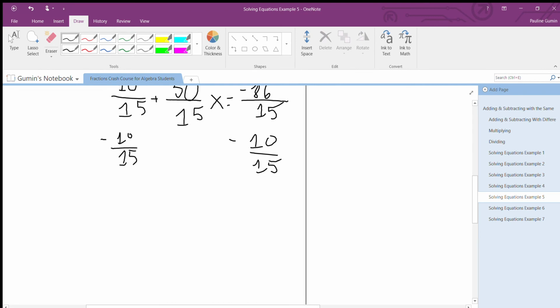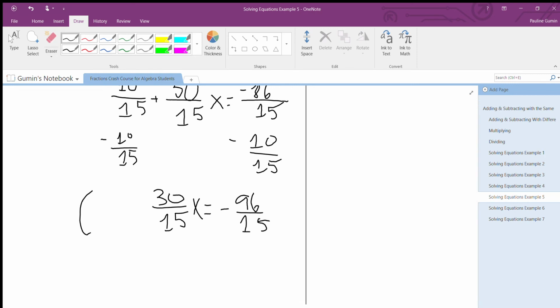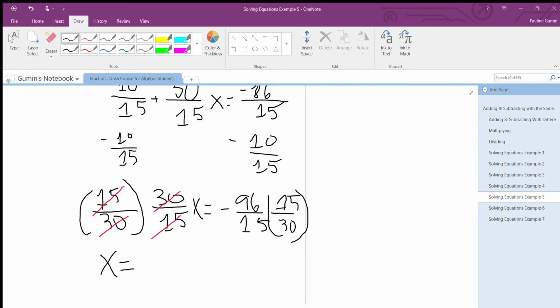Okay, we have 30 over 15 x equals negative 96 over 15. That does not look like a 15. Let's try that again. And then we multiply both sides by 15 over 30 to get rid of that fraction. Right, let's see. Cancel, cancel, cancel, cancel. Awesome. X equals. All right, in this one, 15s cancel.